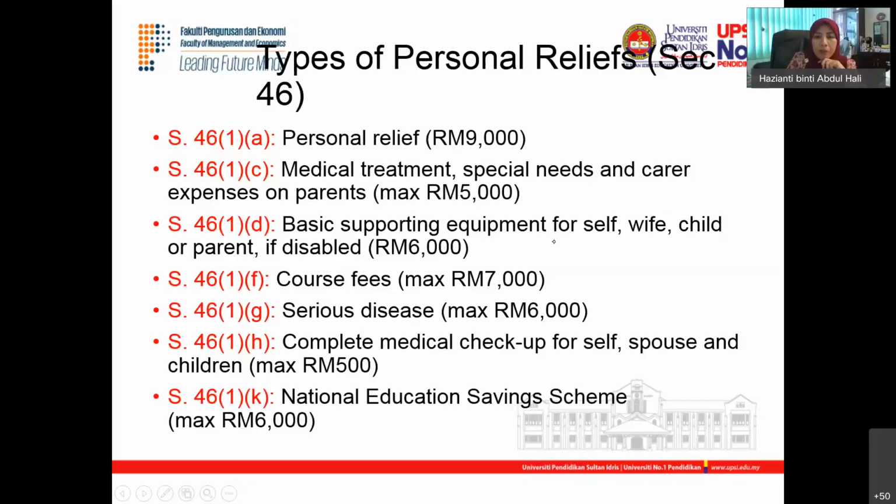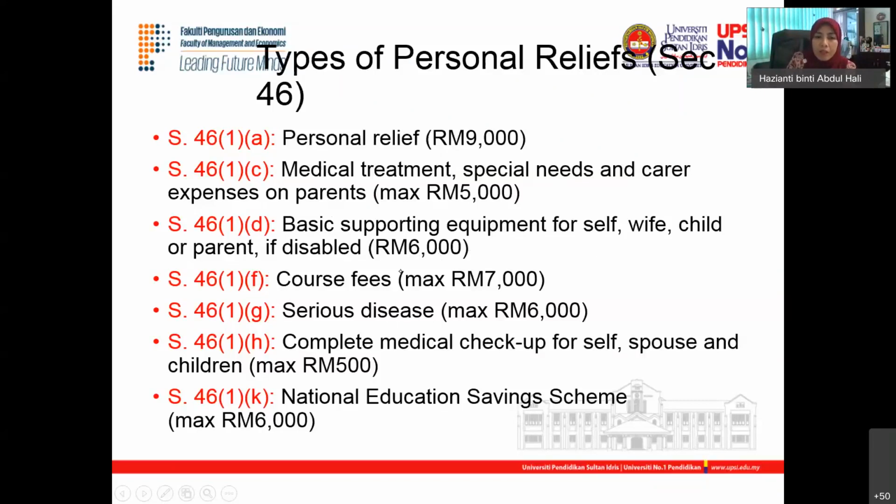46.1D, basic supporting equipment for self, wife, child or parent if disabled. Also must have OKU card lah, but doesn't matter which type of OKU, we can get a relief of 6,000 for semua ni lah, maximum is 6,000.